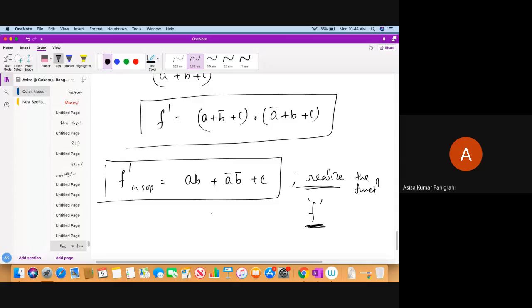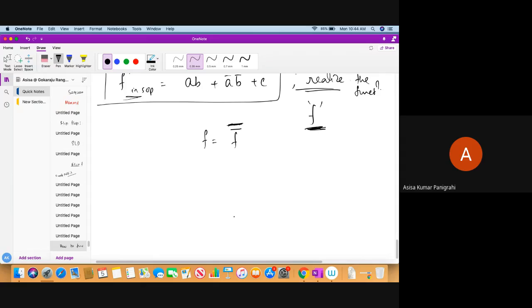So in order to realize f, what do you need to do? In order to realize f, you have already found f bar here. If you have found f bar and you put a NOT gate after realizing f bar, that is my f bar's bar, which is f. Am I correct?